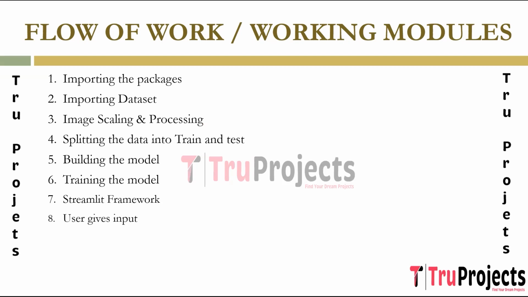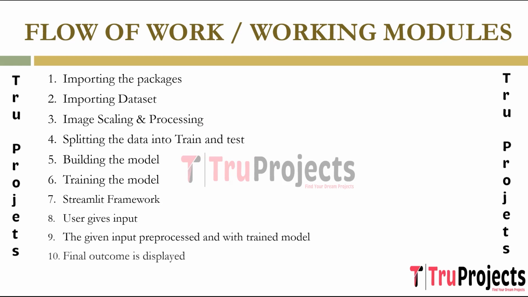Coming to the next step, which is user gives input, users upload images containing faces to the Streamlit application for analysis. These images can either be real or fake faces. The next step is the given input is pre-processed with a trained model. The uploaded images are pre-processed to prepare them for input into the trained deep learning model. The pre-processed images are then fed into the trained model, which outputs predictions on whether the faces are real or fake.